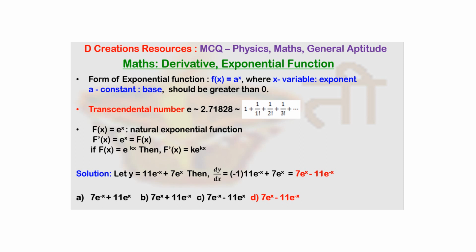Now, if you consider a particular function f of x is equal to e raised to x, which is called the natural exponential function, here e is the transcendental number and it is the value which comes from this particular series: 1 upon 1 plus 1 upon 1 factorial plus 1 upon 2 factorial plus 1 upon 3 factorial and so on. So, when you say 3 factorial, it means 3 into 2 into 1, or n factorial means n into n minus 1 into n minus 2 and so on up to 1.